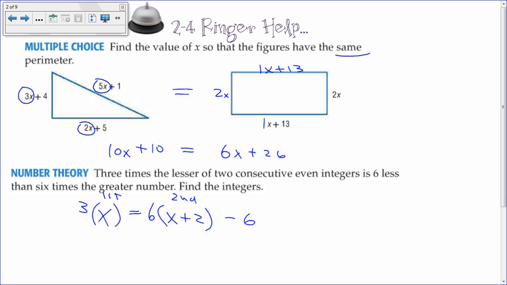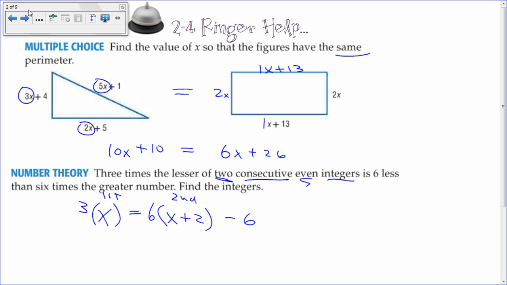Find the integers. What integers are they asking you to find? Yeah, you gotta find the 2 consecutive integers, right? That's what you're trying to find. Is everybody clear on that? Yes, no, questions? Concerns? Comments? Okay.